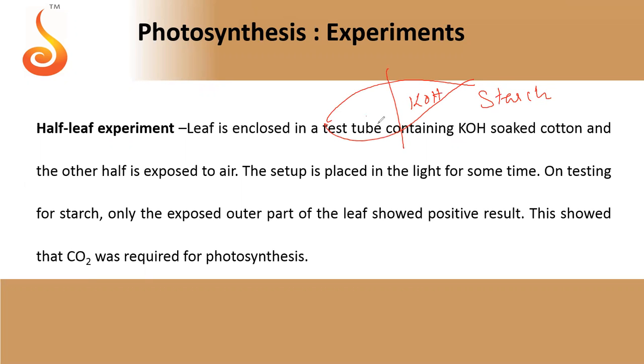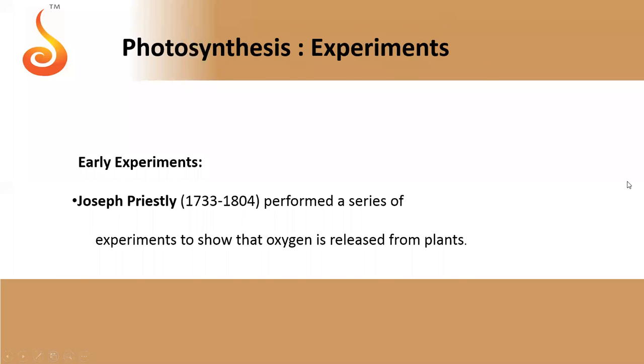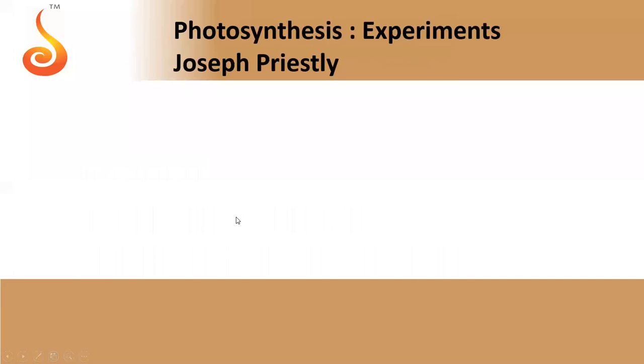The other half of the leaf which was not exposed to KOH but was getting continuous supply of carbon dioxide was found to accumulate more starch. So this clearly shows that carbon dioxide is essential for photosynthesis. Next, another quick experiment is about Joseph Priestley. He conducted his famous bell jar experiment.